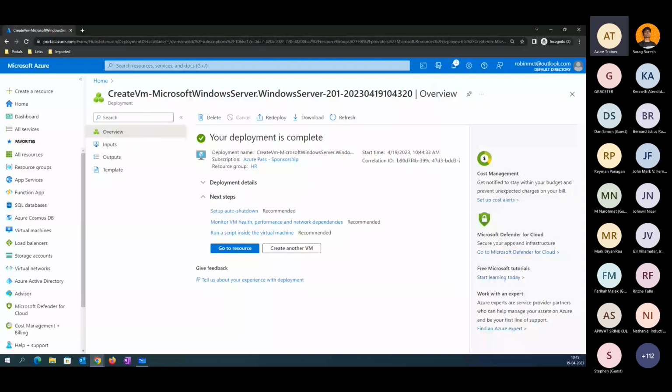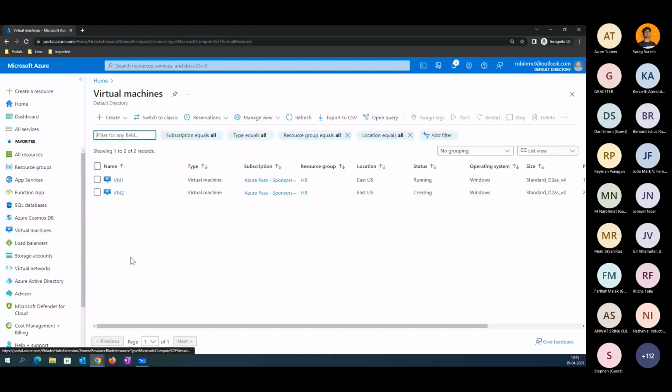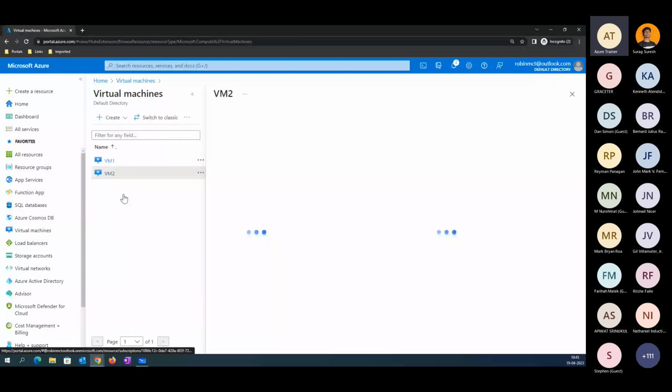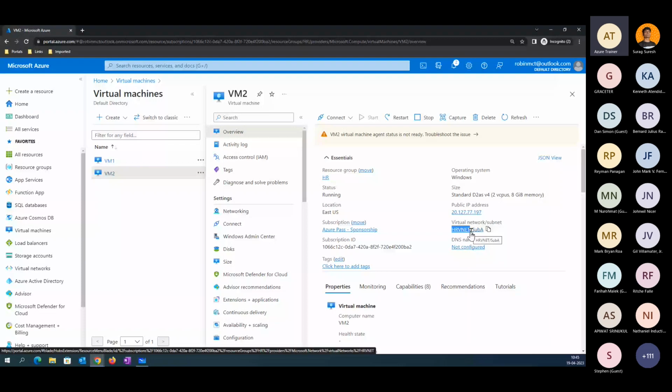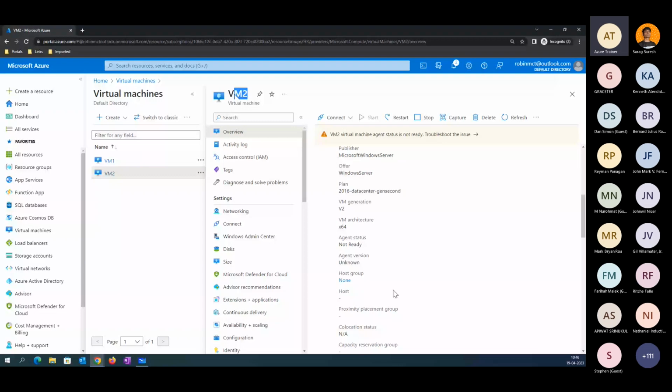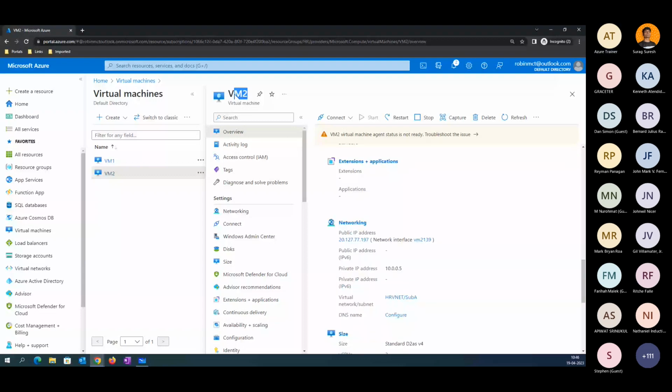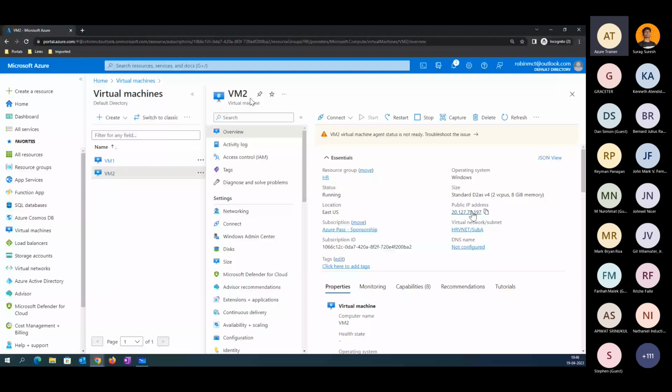Now VM2 got created here. Right now, if you go to VM2 here, you may be able to see this VM2 is part of HR VNet. Inside HR VNet, we have two subnets, subnet A and subnet B. So this VM2 is attached to subnet A. So you are getting an IP address 10.0.0.5 here. So right now you may be able to see VM1 and VM2 are both attached to the HR VNet and to subnet A here.